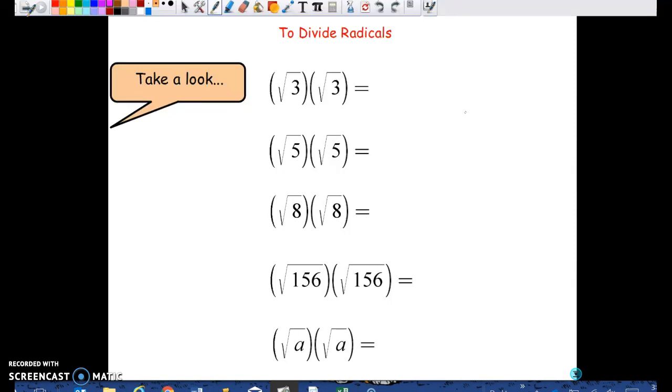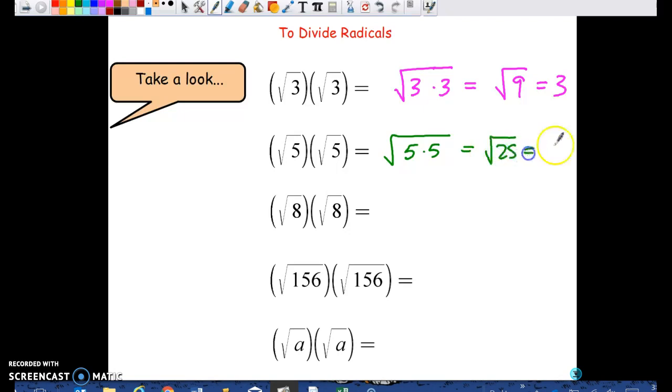Now remember, if I multiply by the same radical, I get the square root of 3 times 3. It should be the square root of 9, which is just 3. We know all this. This isn't anything new. I don't need to go through this entire slide to show you that it doesn't matter what you're multiplying. If you multiply with the same radicand and the same index, you should get the square root of 25, which is 5.